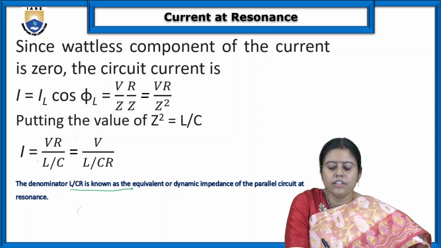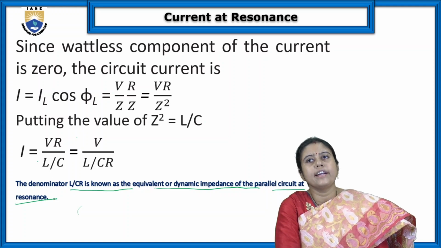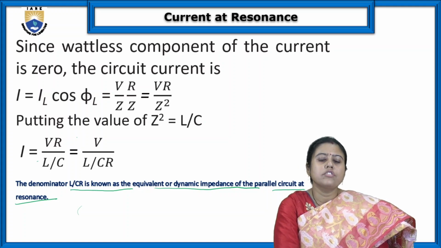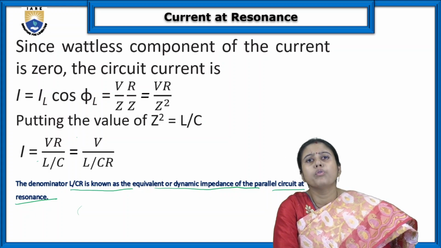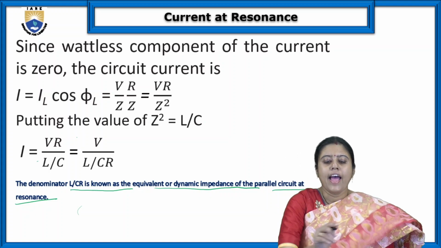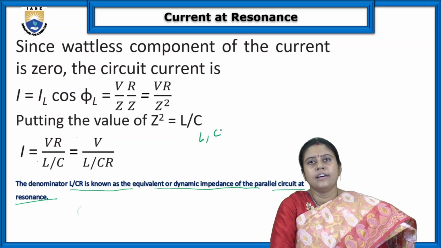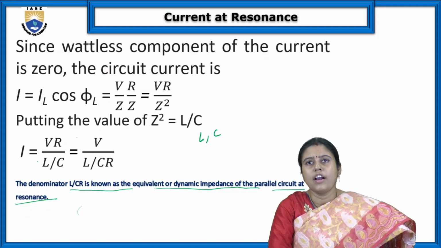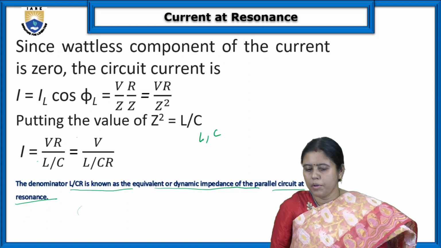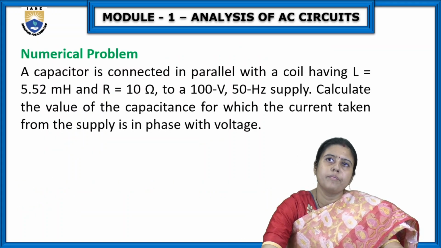L by CR is also known as the equivalent or dynamic impedance of the resonance. Why is it called the dynamic impedance? Because the L and C values depend on the frequency, which is dynamically changing for an AC circuit, so it is called a dynamic impedance or equivalent impedance. Next, we will discuss one simple problem from this chapter.